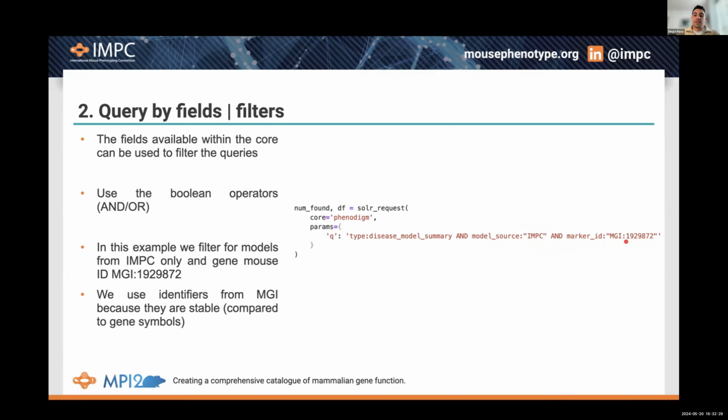One thing I want to highlight is that one good idea of using these marker IDs and these MGI identifiers is that they're more stable than your marker symbols or names, because the names can change over time, or a single gene can have many different names. So if you want to make sure you're querying consistently, I do recommend you use these MGI identifiers.